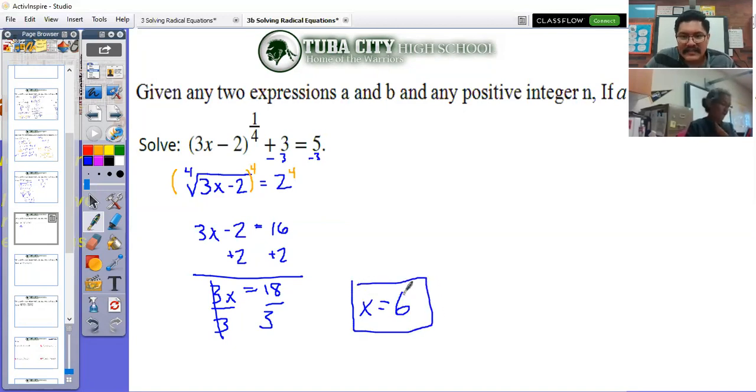And again, let's check it. Sometimes we just got to use our imagination. 6 times 3 is 18. 18 minus 2 is 16. Fourth root of 16 is 2. 2 plus 3 is 5. So there we go. It is a solution. It works out.